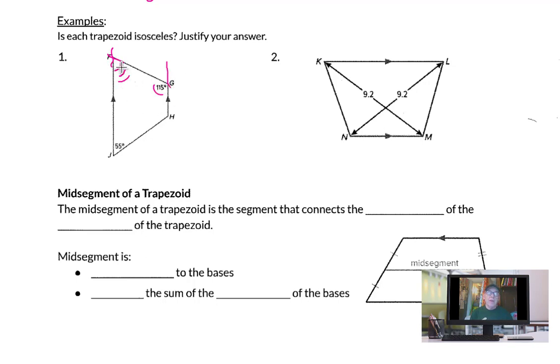If we can find that this angle and this angle are congruent to each other, then by the converse idea that we were talking about before, if congruent base angles, then the trapezoid is isosceles. So that's what we need to do: 180 take away 115 gives us 65. So this angle is 65 degrees. But 65 isn't congruent to 55, so this is not isosceles.